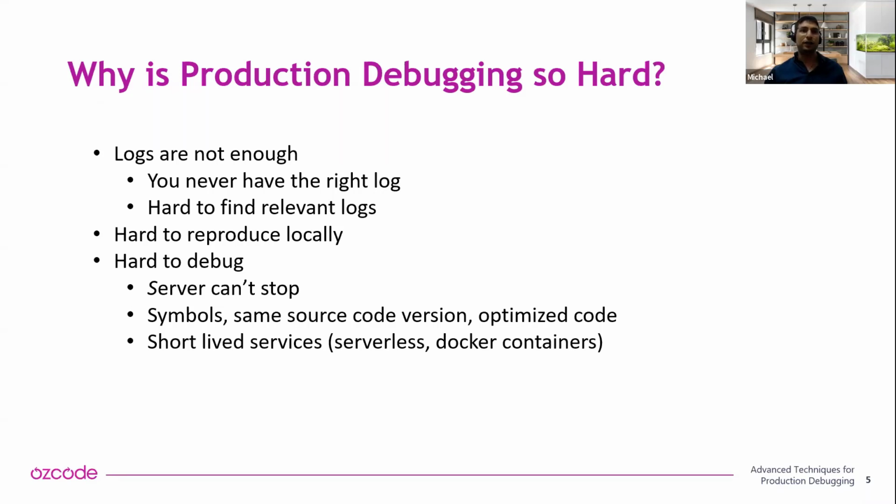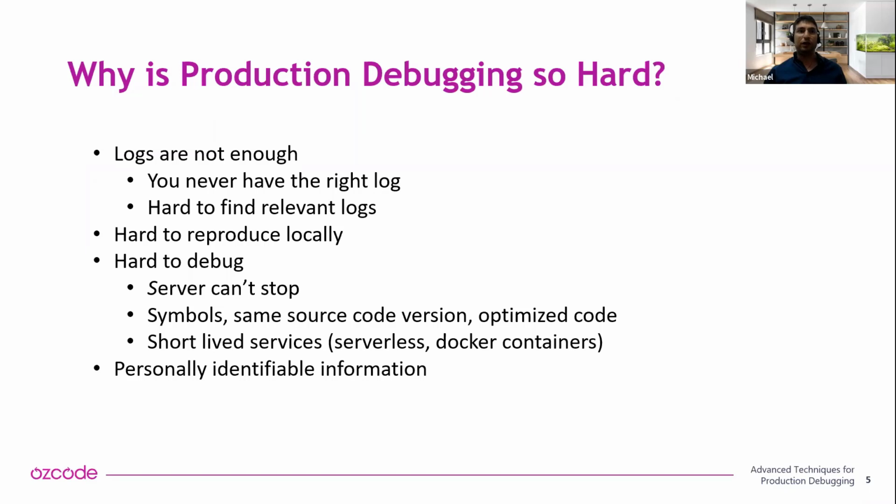The whole notion is difficult. Finally, sometimes you just can't debug even if you want to, because your service might be short-lived. It might be an Azure function because it's serverless. It might be a Docker container that has a very short lifespan. So the bottom line is that production debugging is very hard.